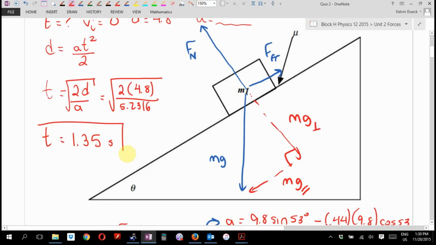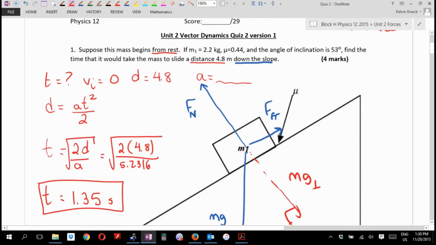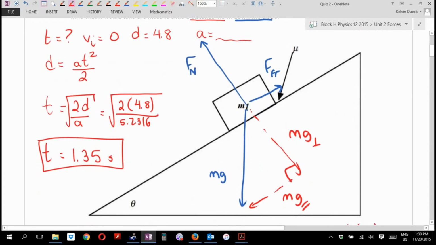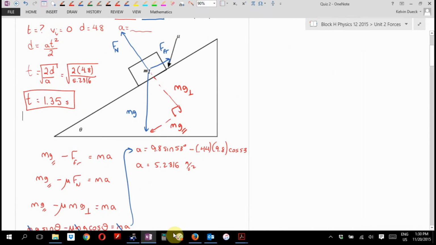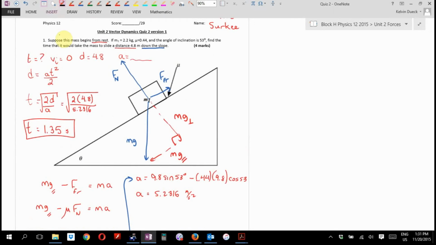If you got that, what's this worth? 4 out of 4. I would make this a 7 marker on the test, by the way, but 4 out of 4. Otherwise, how the heck would I give out part marks for this? Good gosh, I got to zoom out a little bit. Let's see here, Mr. Duick. I would give you 1 mark if I saw t equals the square root of 2d over a. I would give you a half mark for that answer. That's 1.5. That gives me 2.5 to play with.